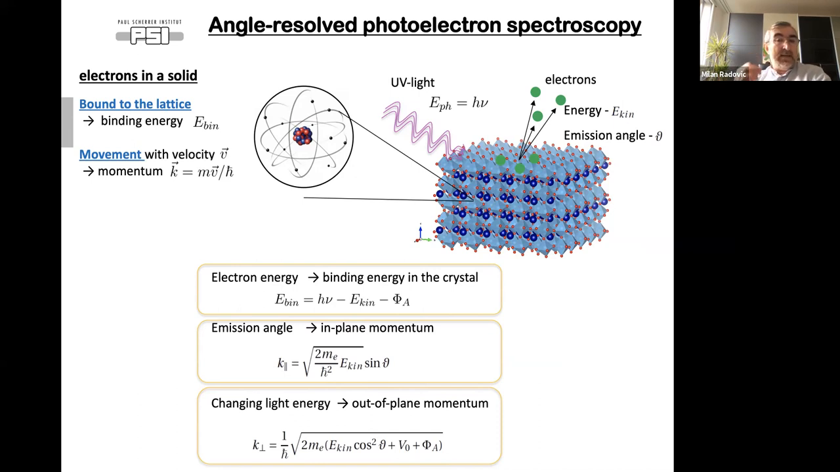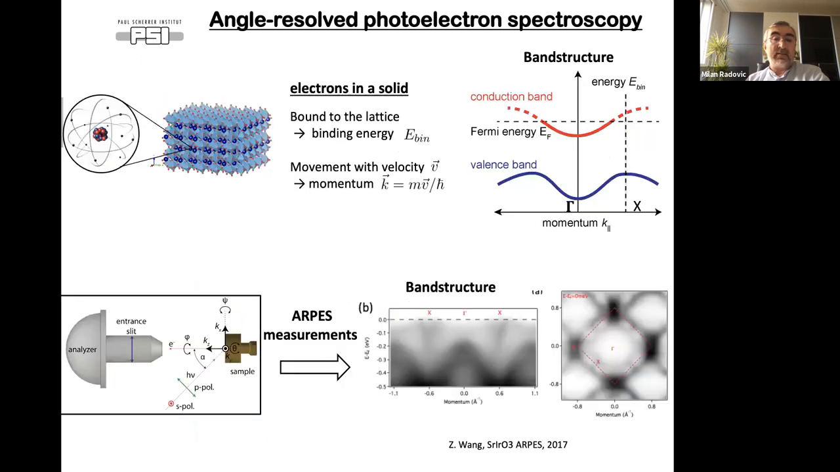In order to see it, I'm using the photon. So the photon is ejecting electrons from the system. And then this binding energy is basically given by the kinetic energy of the ejected electrons, the work function as well, and the energy which I'm giving in order to extract this from the crystal. Of course, then I need momentum. Momentum I can easily get if I know the emission angle. So, changing the light energy, the out-of-plane momentum, I'm able then to have very simple equations for those two directions of the momentum and be able to extract the band structure.